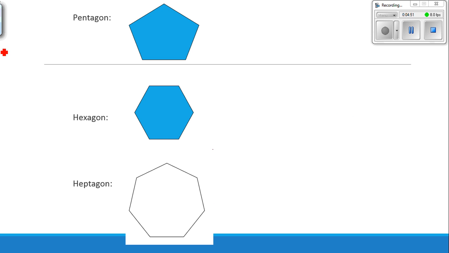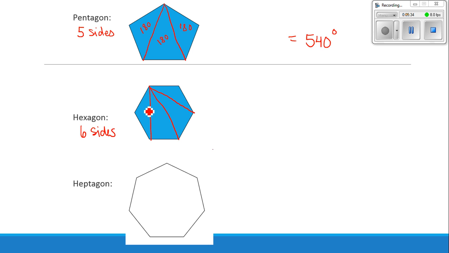Now we could keep going. A pentagon, that's a five-sided figure. If I drew a diagonal from one angle to another, that would give me 3 triangles. And 3 triangles would give me a total of 540 degrees. Hexagon, that's a 6-sided figure. If I were to try to figure out how many triangles I can make in a 6-sided figure, I can make 4 triangles, and 4 triangles would give me a total of 720 degrees.